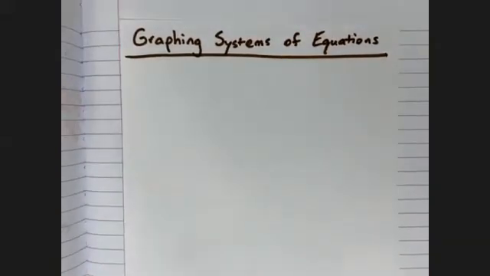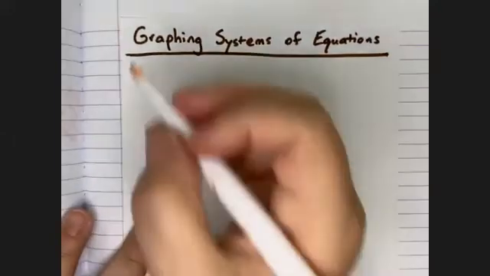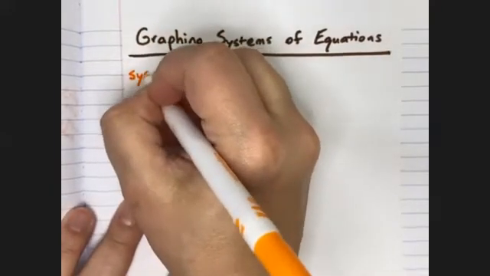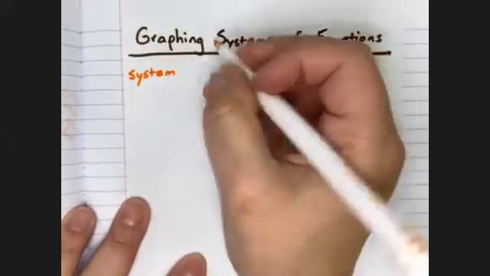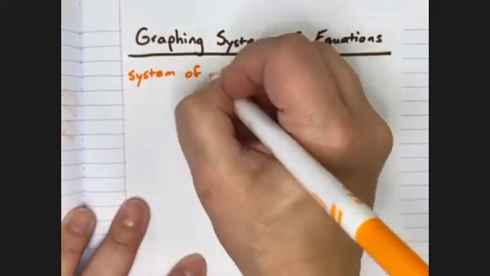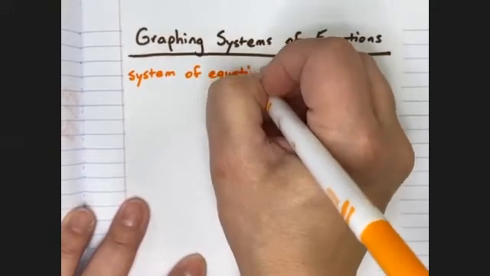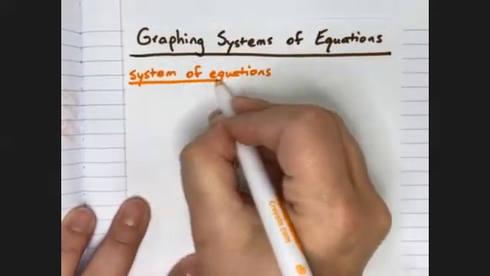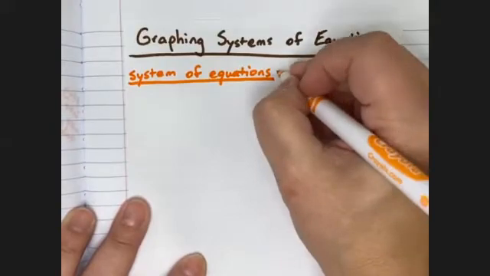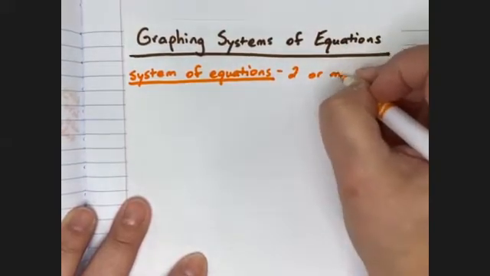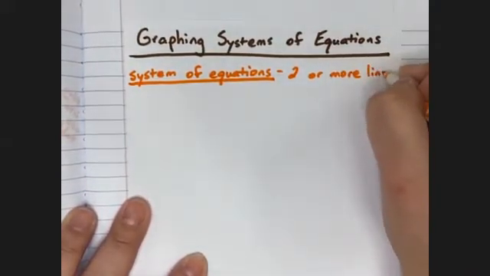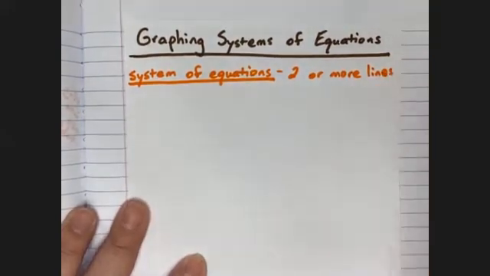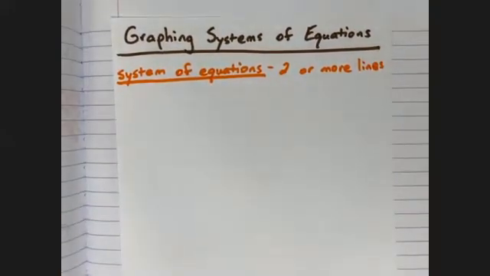So the first thing that we need to know is, what is a system of equations? I mean, if you don't understand what the terms are, then you're not going to be able to figure it all out. So a system of equations is just two or more lines. It can be more. The only one we're going to be doing is 2 lines. So we're going to be looking at 2 lines, and they want to basically know the solution.